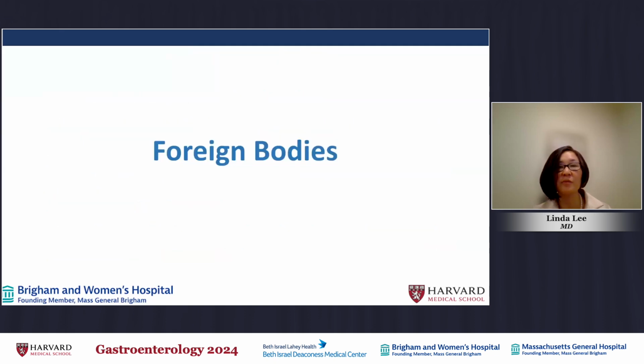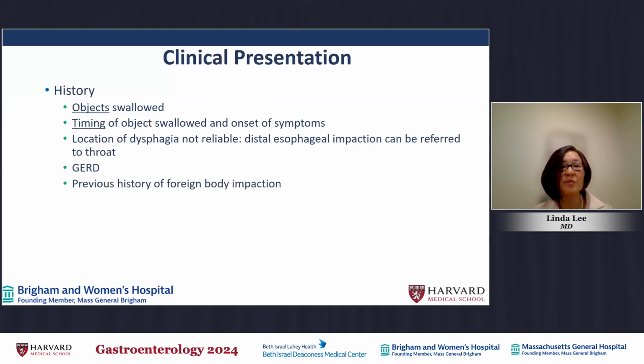All right, so let's finish up by talking about foreign body management. So in terms of history, again, targeted history: asking about what they swallowed, how many of whatever they swallowed, when they swallowed it, and the timing of the onset of symptoms. Remember that the location of dysphagia is not necessarily a reliable indication of where the object may be impacted, because distal impactions may actually be referred up to the throat.